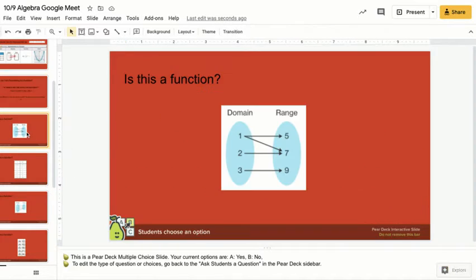Okay, let's take a look at this first problem. Is this a function? Here, notice our domain is our x values and our range is our y values. Our x values can only have one output. And here, the input of 1 has 2 different values, so this one would not be a function because the input of 1 has 2 different outputs.